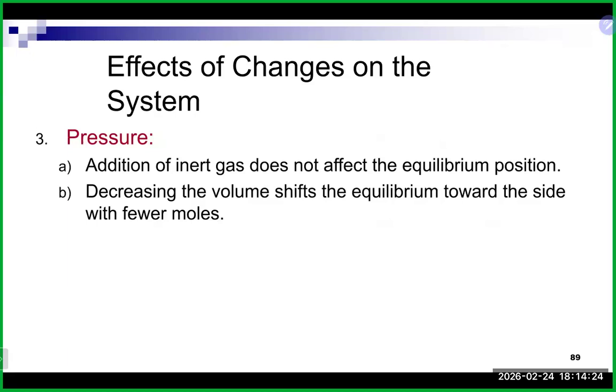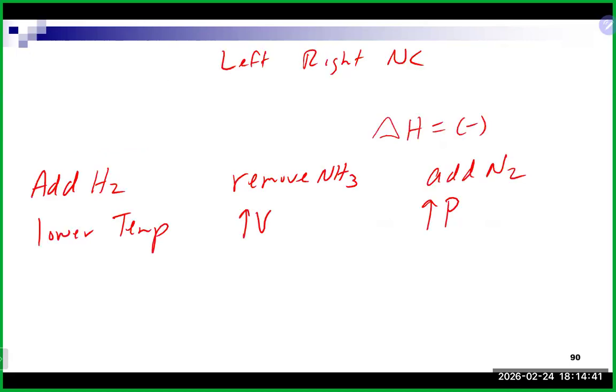Pressure, again, an inert gas does not affect the equilibrium position. So if you added some type of noble gas, not going to have an issue. Again, with the pressure, it is usually linked to volume. And volume is a good way to think about it. Small volume, fewer gas molecules. Larger volume, more gas molecules is what you need. All right.